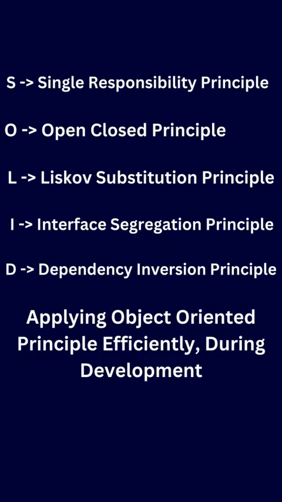Let's discuss the Open Closed Principle. What does the Open Closed Principle say? The OCP states that software entities such as classes, modules, and functions should be open for extension, closed for modification. The main goal of the OCP is to reduce the risk of introducing bugs during maintenance and enhancement of the project.